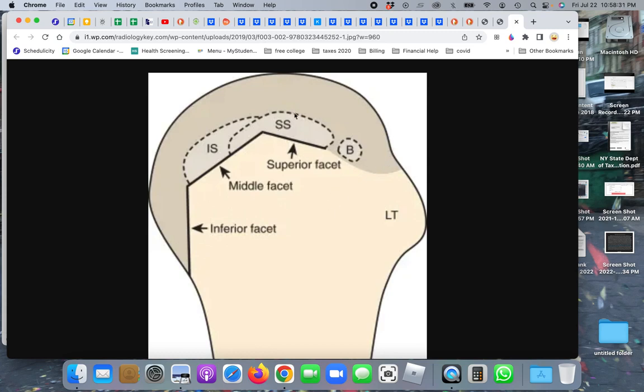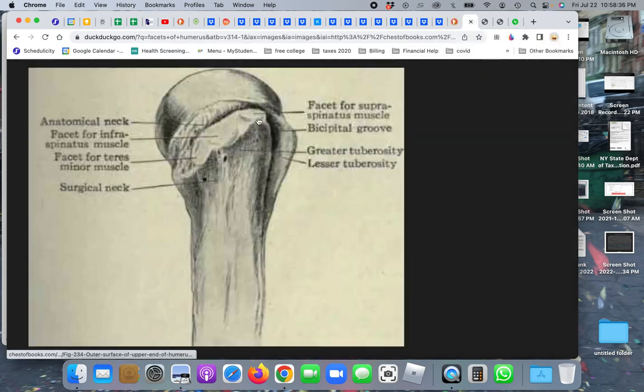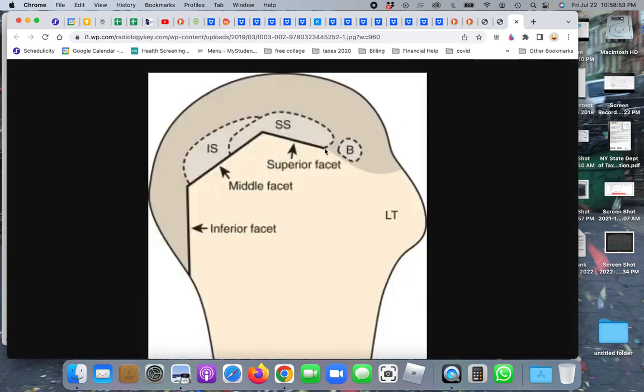Then these facet joints, right? This is just a different drawing of this one. So here's the superior facet, the middle facet, and the inferior facet. It's called the facet for the supraspinatus muscle, the facet for the infraspinatus, and the facet for the teres minor. So this is just a different labeling.